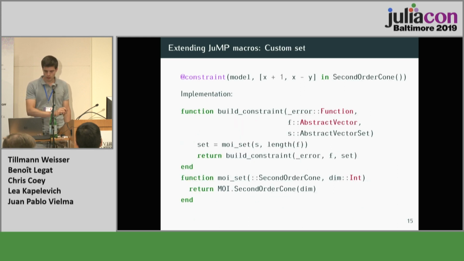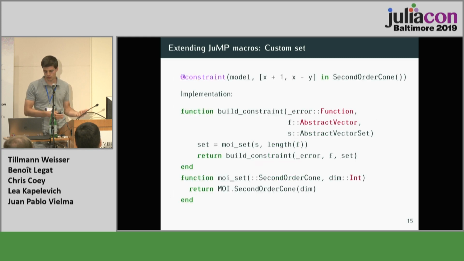So in our case, we only define build constraint, but you see that for moment, we also define add constraint. So for instance, we have the second order cone in MOI where you need to give the dimension of the cone, but we also have a second order cone set in JuMP where you don't need to give the dimension. So we just define this build constraint here, and what we do is that given this second order cone, we create the MOI second order cone looking at the length of the function to get the dimension.